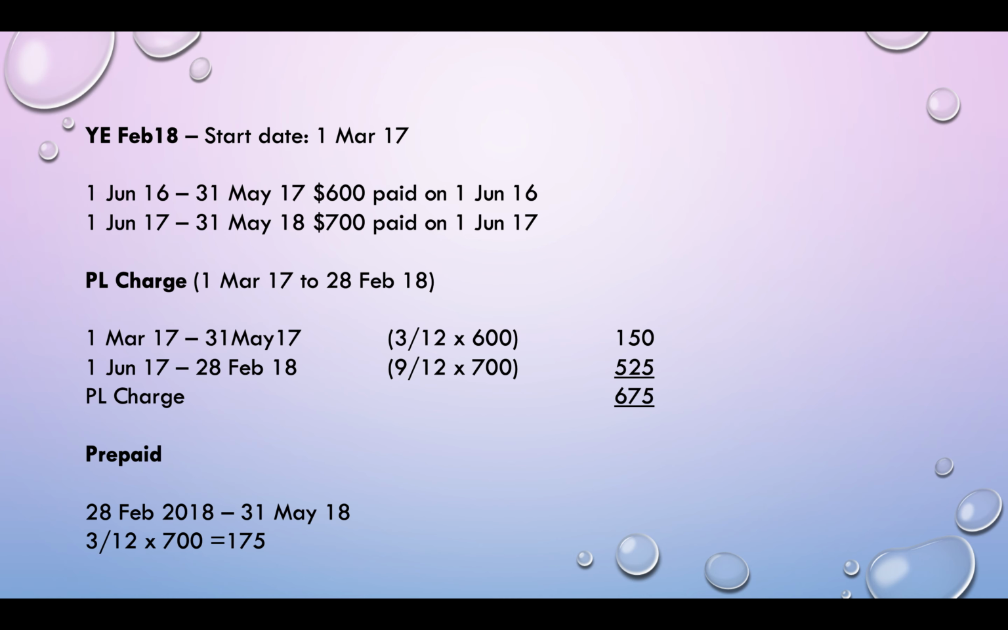Anything which was paid and is after the year end is then considered as a prepaid expense. The last month that they have paid is the 31st of May. Therefore, 28th February to the 31st of May is worth 3 months prepaid times 700.